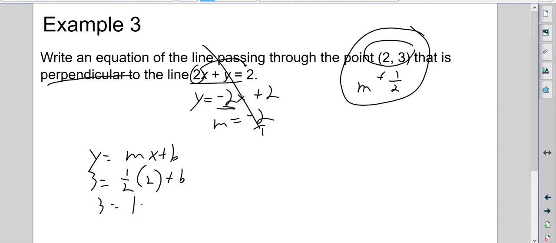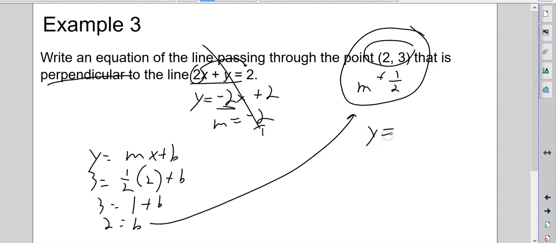3 equals half of 2 is 1. If I subtract 1 from both sides, I get 2. That is my y-intercept to go with my slope. And here's the equation of the line. y equals 1/2 x plus 2.